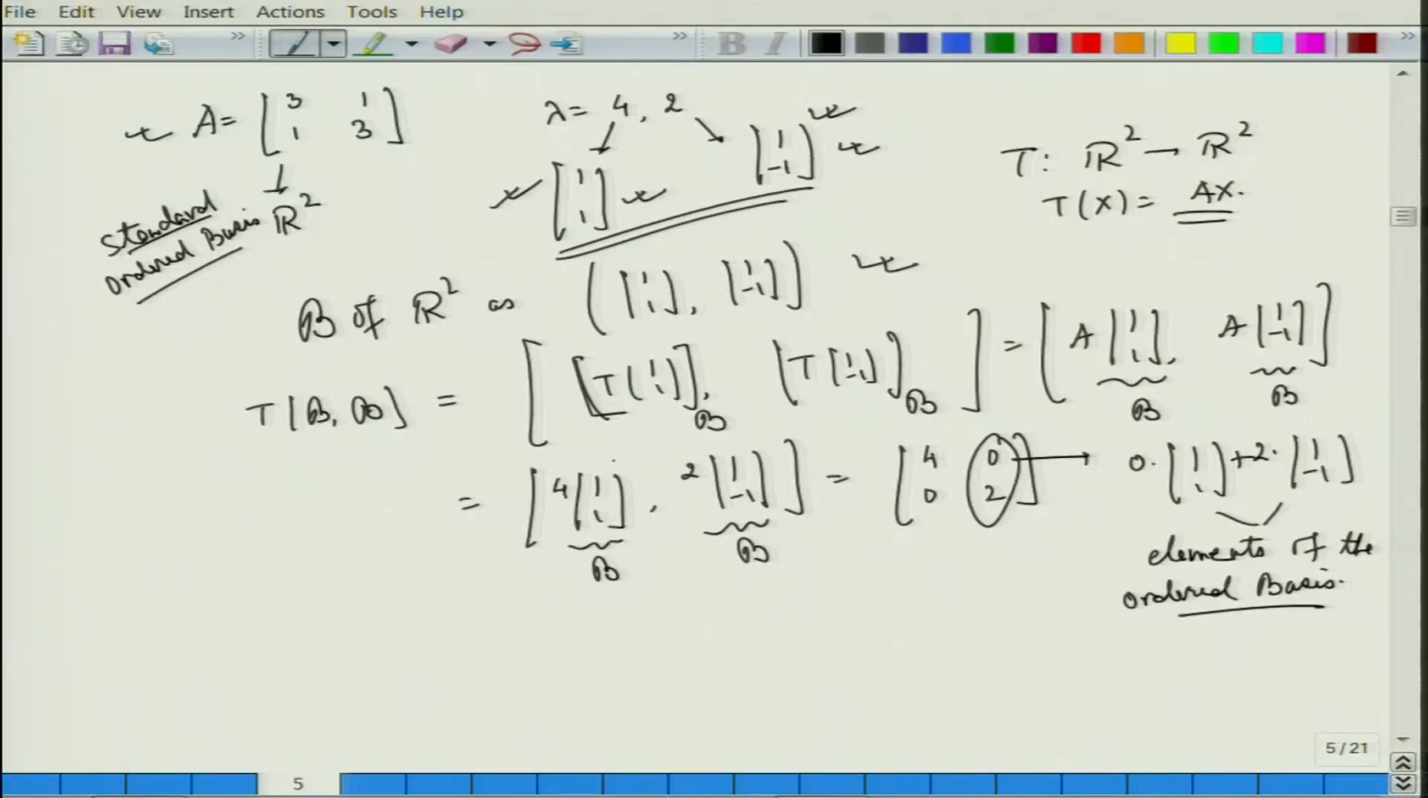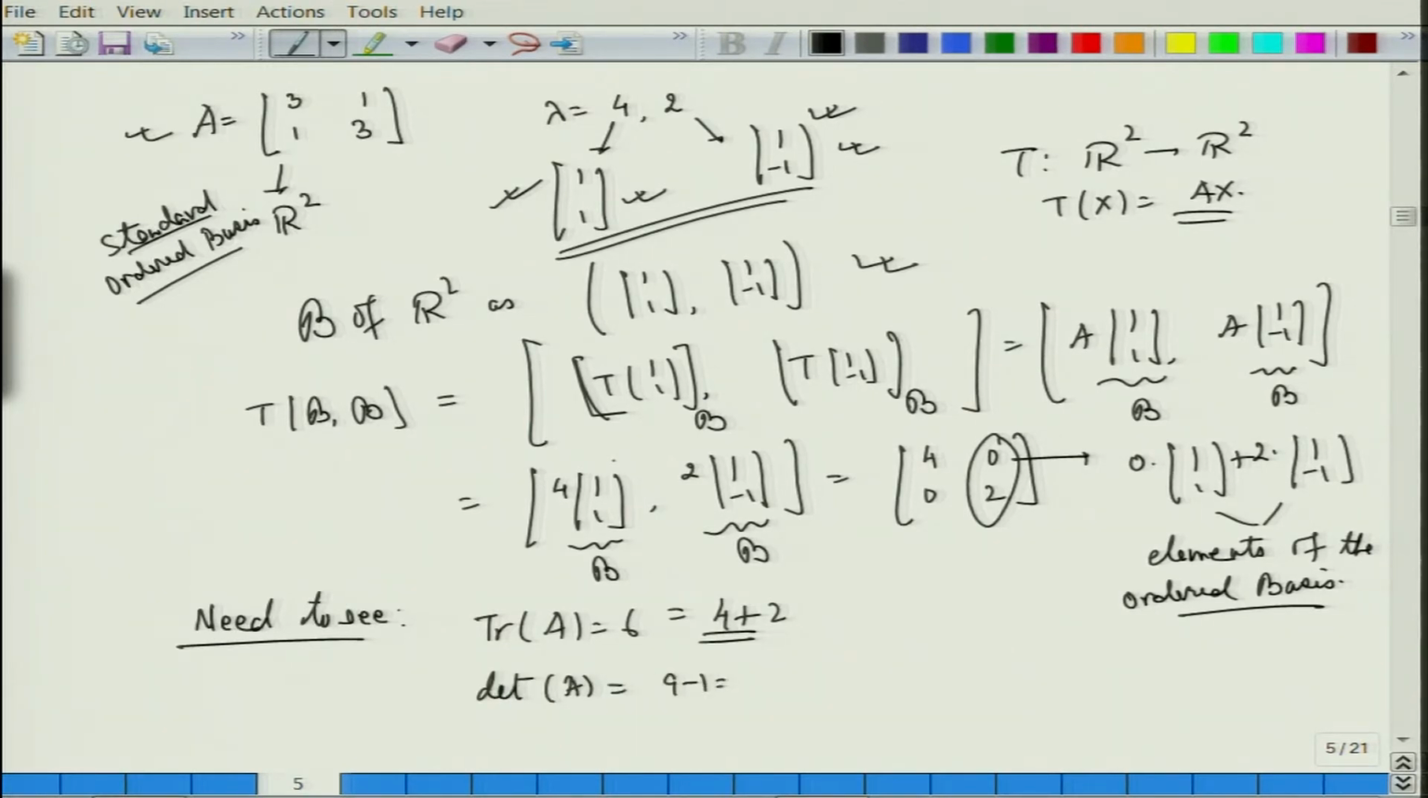Another thing that we need to see here is that, look at the trace of the matrix. Trace of the matrix A is 6, which is the same as 4 plus 2. And let us look at the determinant of A. Determinant of A is 9 minus 1, which is 8, which is the same as 4 times 2, fine.